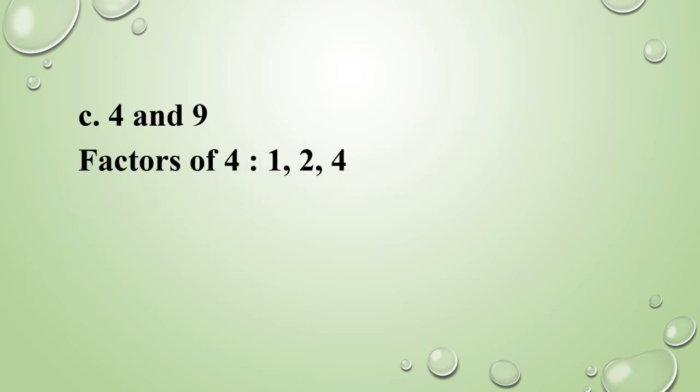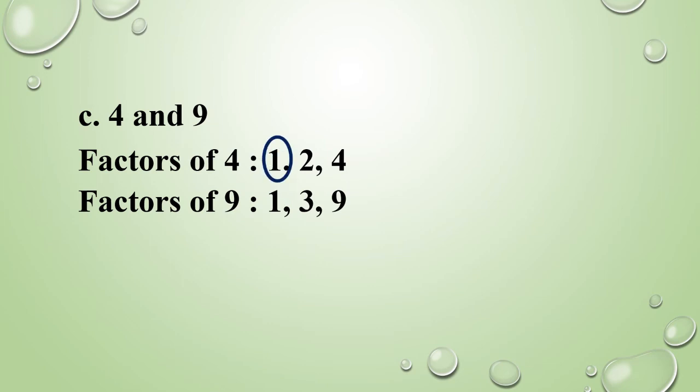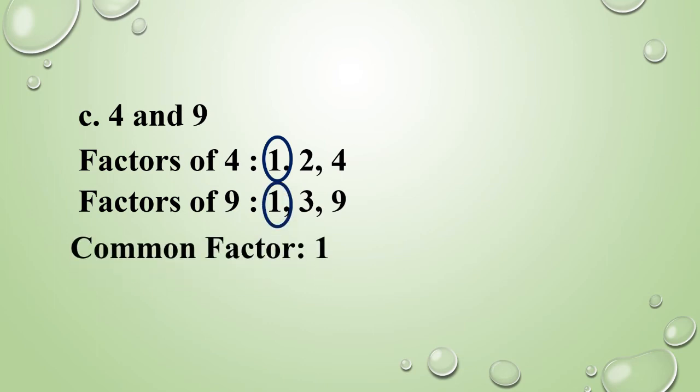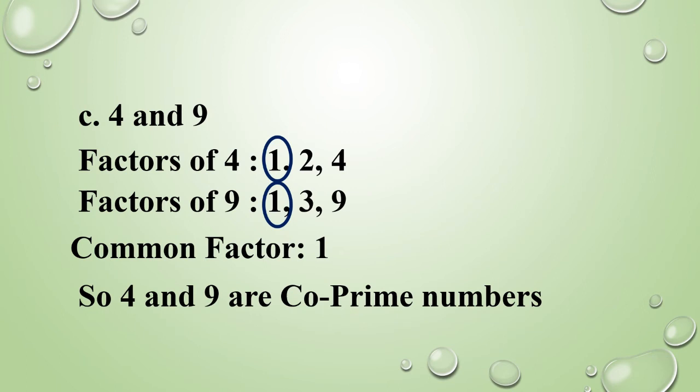Now let's solve with C part, 4 and 9. First find out the factors of 4. Factors of 4 are 1, 2 and 4. Then find out the factors of 9. Factors of 9 are 1, 3 and 9. Now see what is the common factor in them? Just 1. So their common factor is just 1. So we will say that 4 and 9 are co-prime numbers.